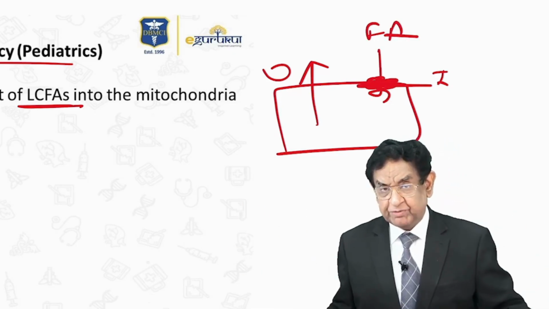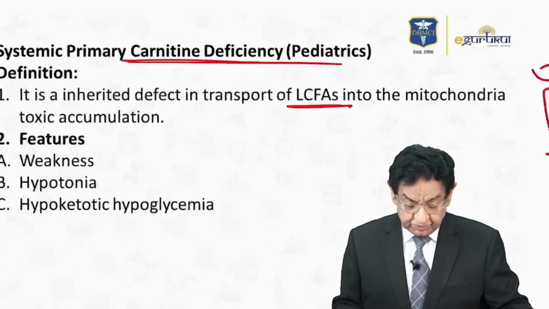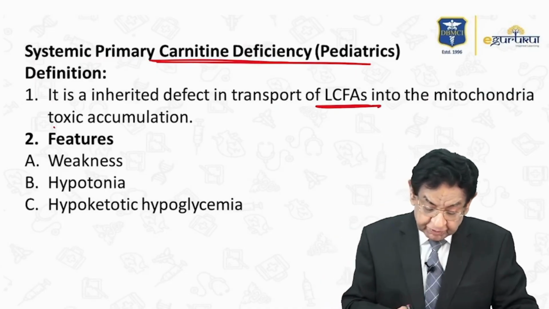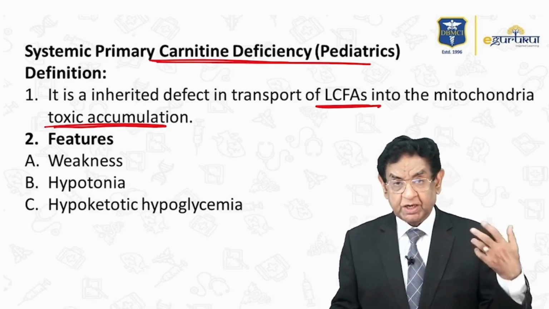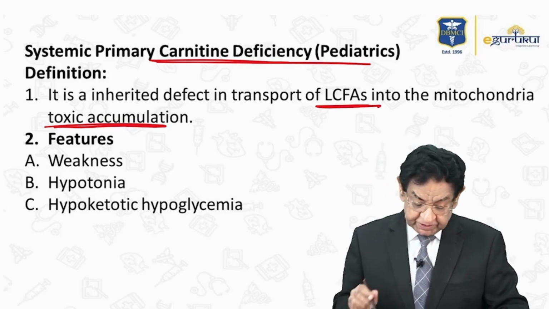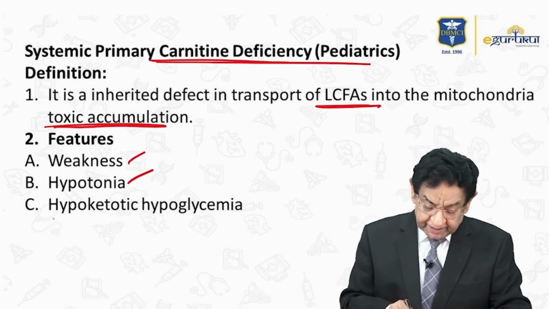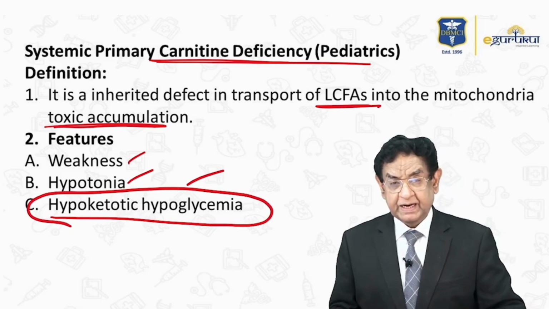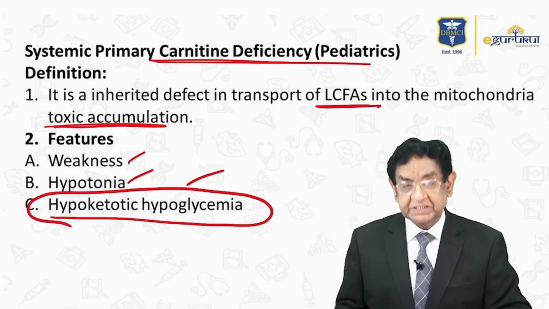There is a lot of accumulation of fatty acid outside. Definitely the rush will be there, and ultimately that leads to toxic accumulation, because it cannot enter. So outside the mitochondria, a lot of fatty acid will accumulate. It leads to weakness, hypotonia, non-specific. But don't forget hypoketotic hypoglycemia. Hypoketotic hypoglycemia is the classical feature that we see in these patients.